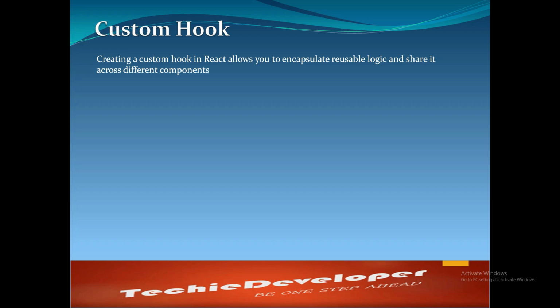To create a custom hook, there is some nomenclature we have to follow. A hook is nothing but a function which starts with the name use. So whatever hooks we create should start with the word use. Now let's try to understand it practically.